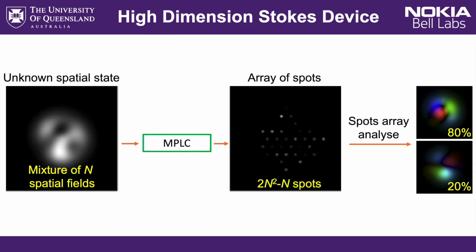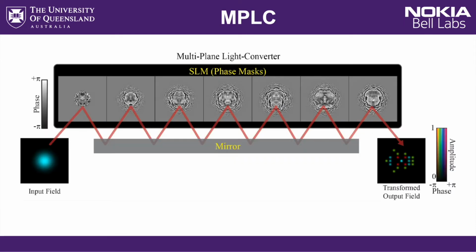Well, we use a process called multiplane light conversion, or MPLC for short. An MPLC works by cascading light through a series of phase masks. The animation shown here illustrates how different orthogonal input fields bounce off a series of phase masks on an SLM and are each transformed into different orthogonal output fields. It's worth mentioning here that the output fields shown here are the corresponding ideal spot arrays that our high-dimensional Stokes device would output for the respective input fields.